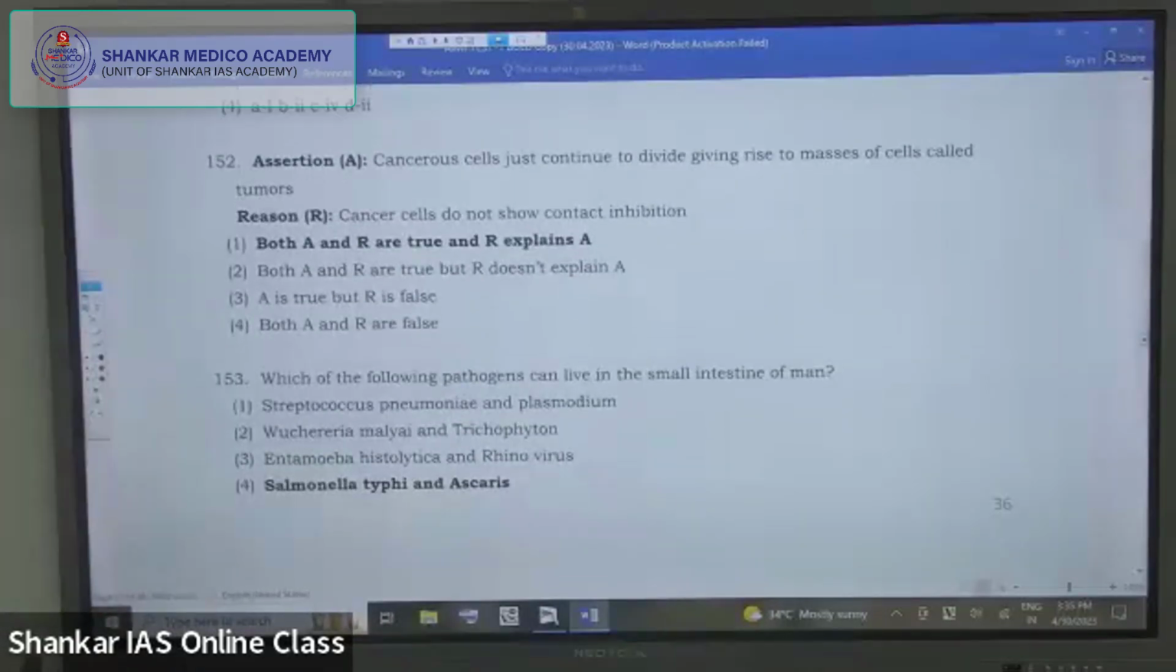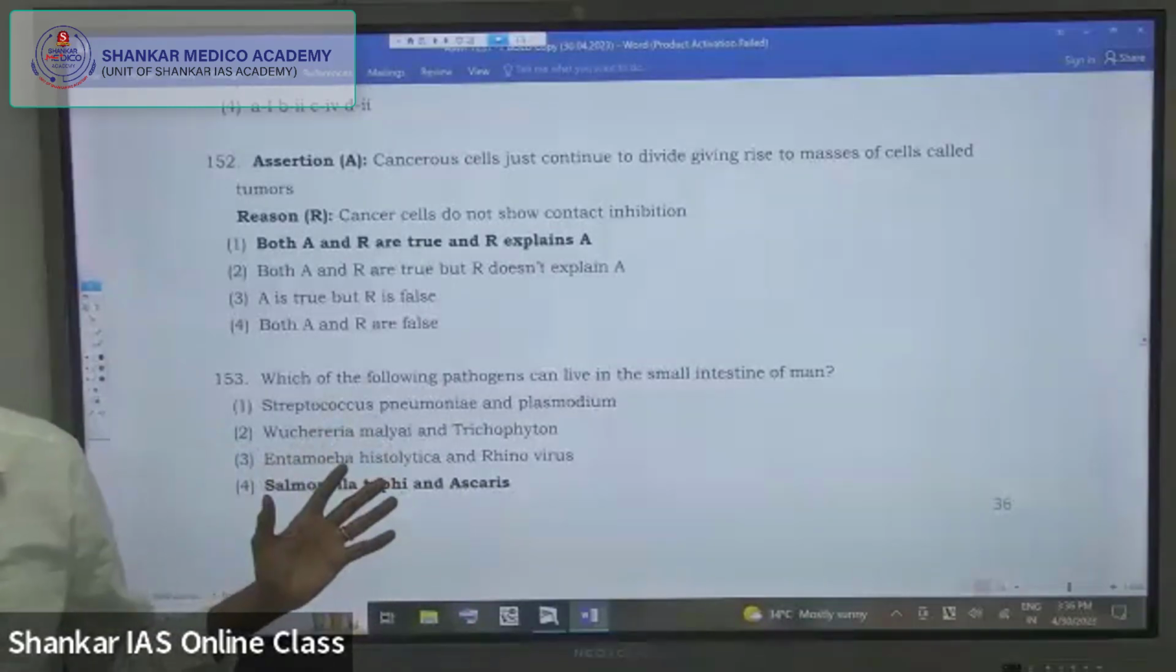Cancerous cells just continue to divide, giving rise to masses of cells called as tumors. And cancer cells do not show contact inhibition. Any doubts in this? What is the reason for the cancerous cells formation? Proto-oncogenes are going to turn into oncogenes. That is one of the reasons. Proto-oncogenes turning into oncogenes, what are the source? They all come under carcinogens, right? Yeah.